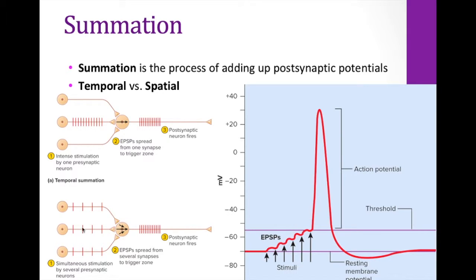So in this one, instead of just one presynaptic neuron firing, we have 3 presynaptic neurons firing. They're not firing as quickly, they're firing less frequently, but because there are so many of them firing, this postsynaptic cell is receiving as many signals as it did in the temporal, and it's not giving the cell enough time to recover between these EPSPs, and it will eventually hit the threshold.